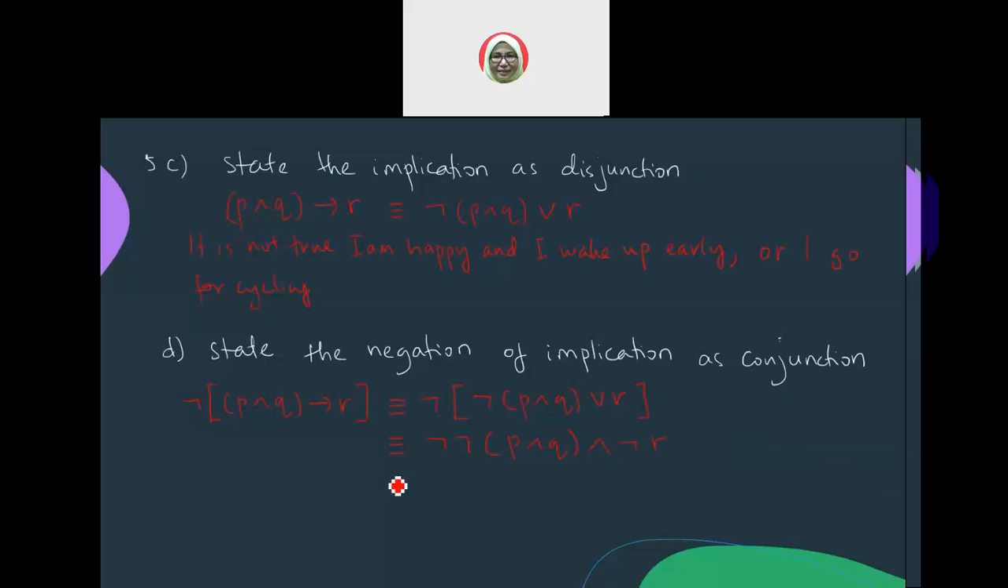So this is equivalent to P and Q, and not R. Okay, that's it. Conjunction. State the negation of implication as conjunction. Yes, this one is a conjunction. So translate it into words.